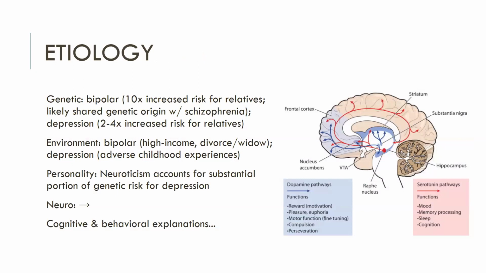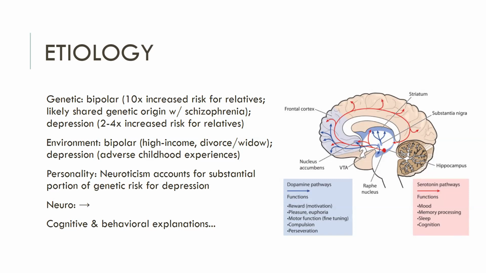In terms of causes, we've got a variety of things going on here. Genetically, the bipolar disorders are going to be more based in genes than depression. So there's a 10 times increased risk of developing a bipolar disorder for relatives of someone with a bipolar disorder. And the bipolar disorders likely share a genetic origin with schizophrenia, which is why we might see those psychotic features. Depression only has a 2 to 4 times increased risk for relatives. So still a genetic component, but not nearly as genetically based as the bipolar disorders.